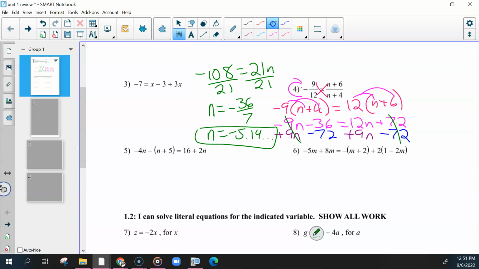Did you just carry the 108 up there instead? Yes. And did you move over the 9? Mm-hmm. So I added 9 here, subtracted 72 here. These both canceled. So on this side we have the negative 108, and on this side we have 21. Okay. Other questions on that one before we continue?